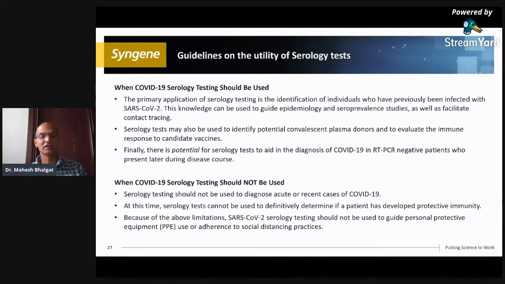And therefore, a caution: because we don't know the lasting nature of that protective immunity, whether or not somebody can get reinfected, it also does not limit the need for social distancing practices, use of protective equipment, and all of that, even if somebody was shown to be serologically positive and therefore pre-exposed to COVID-19.